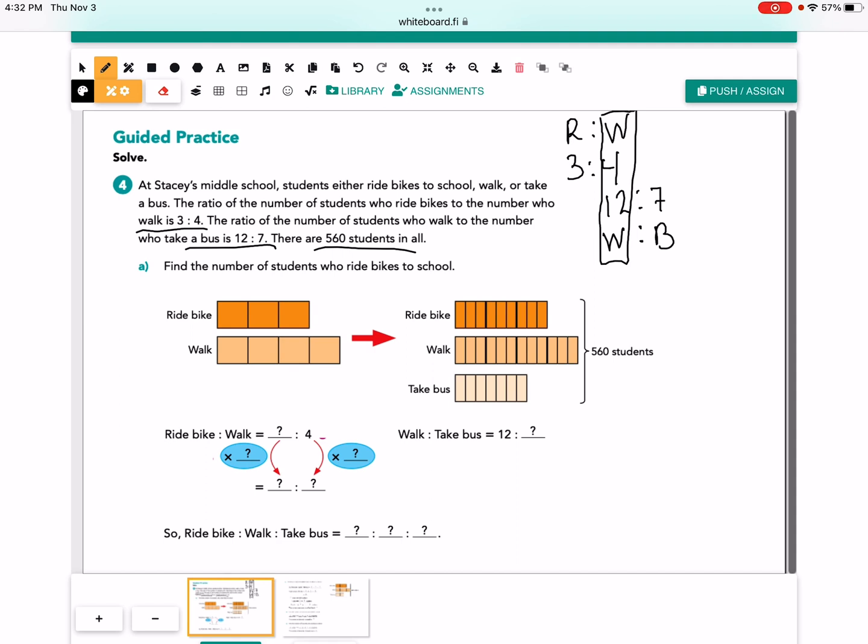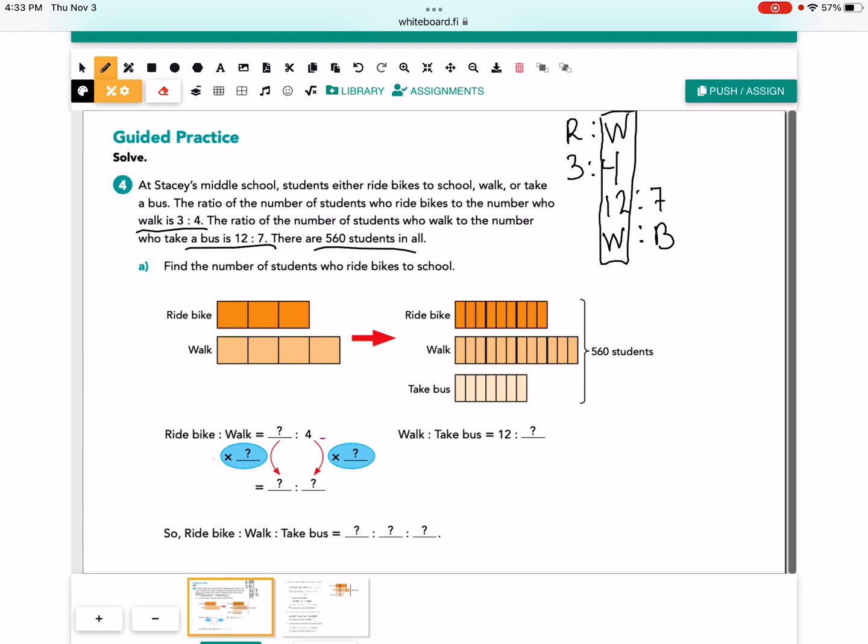Did the number of students who walk just magically increase 3 times? Did it triple? And the answer, of course, is no, it did not triple. The students who walked remain the same, but the relationship between the other quantities is a different relationship. So the students who walk to the students who ride bikes has a different mathematical relationship than the students who walk to the ones who take the bus. And therefore, these numbers are different. But you see, they're related. And we're going to use that relationship to help us in solving this problem.